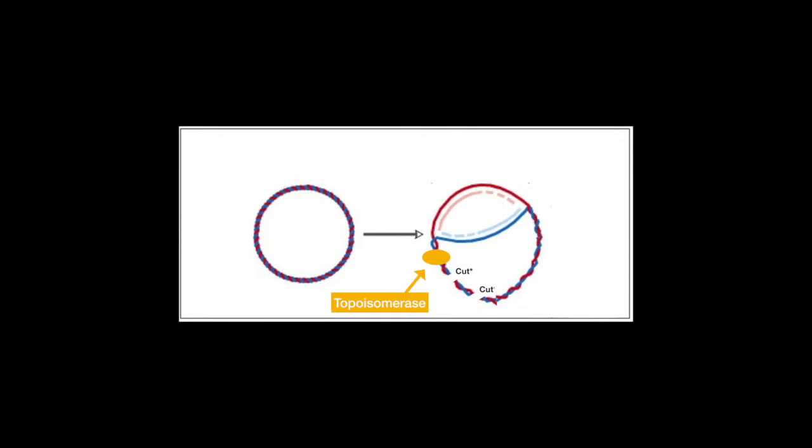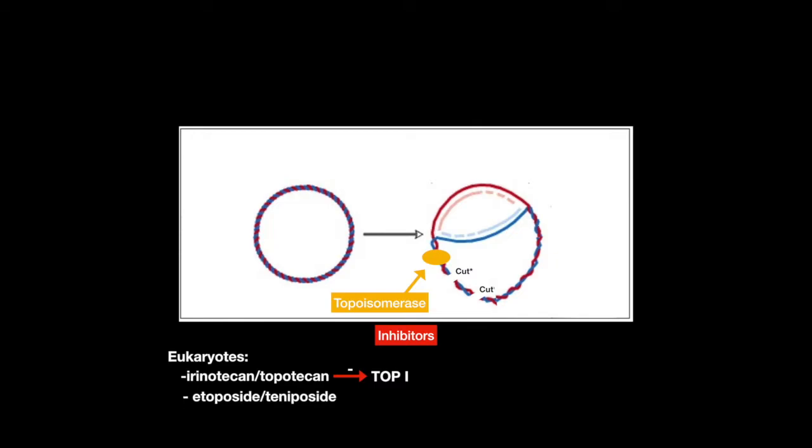Drugs have been developed to inhibit topoisomerase. In eukaryotes, irinotecan and topotecan inhibit topoisomerase 1, and etoposide and teniposide inhibit topoisomerase 2. In prokaryotes, fluoroquinolones inhibit topoisomerase 2, also known as DNA gyrase, as well as topoisomerase 4.